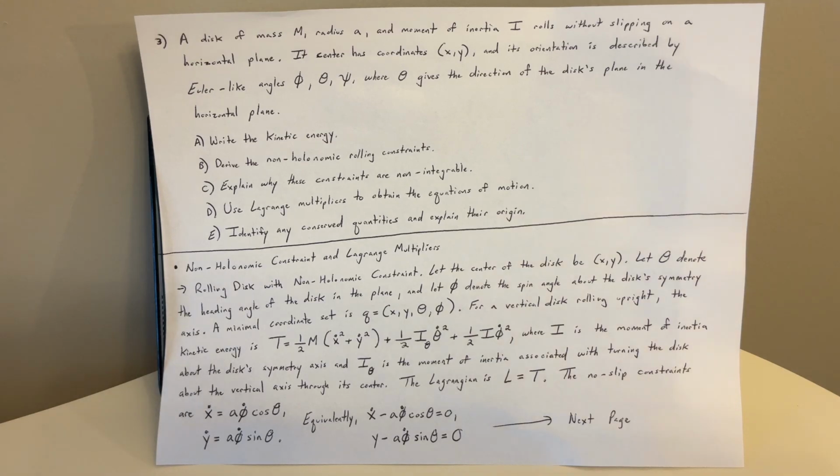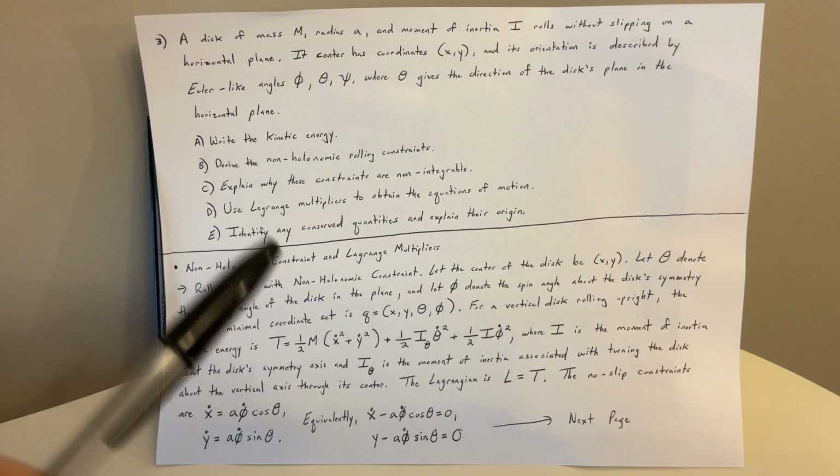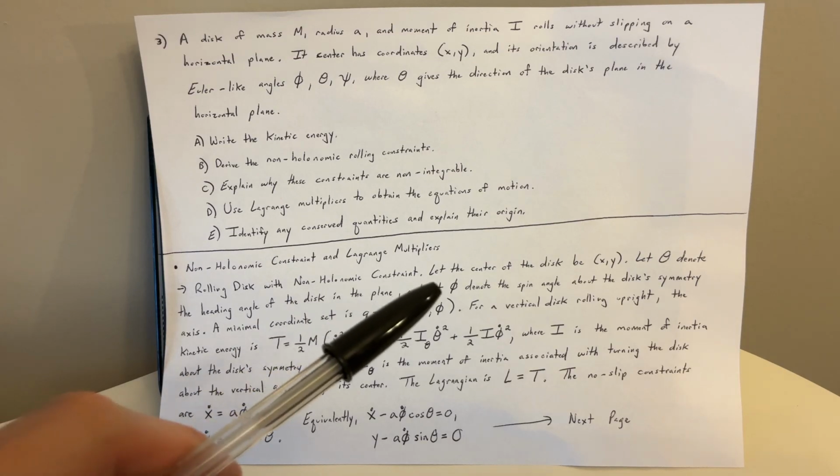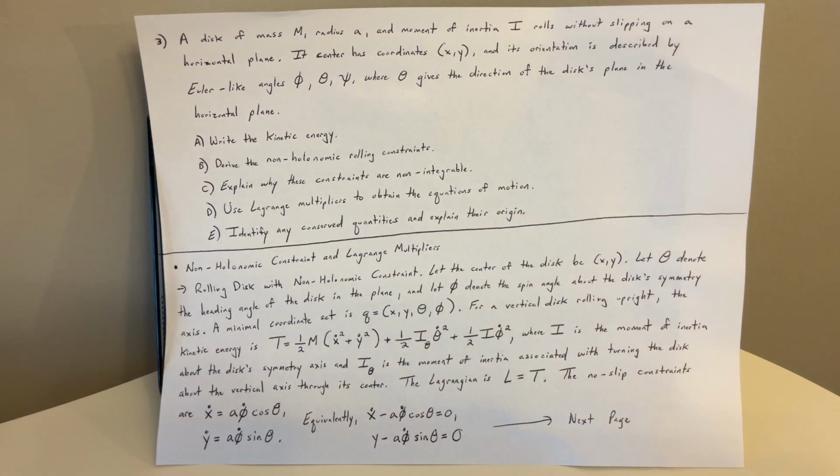So rolling disk with non-holonomic constraint. Let the center of the disk be x, y. Let theta denote the heading angle of the disk in the plane. And let phi denote the spin angle about the disk symmetry axis. So the minimal coordinate set is Q equals x, y, theta, phi.